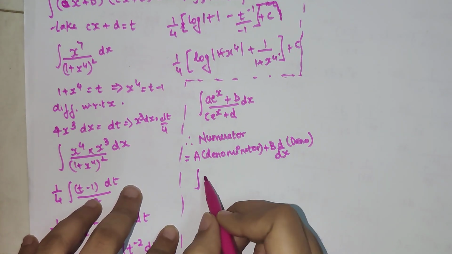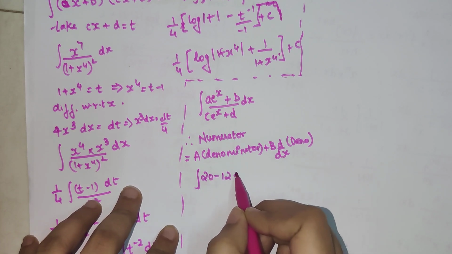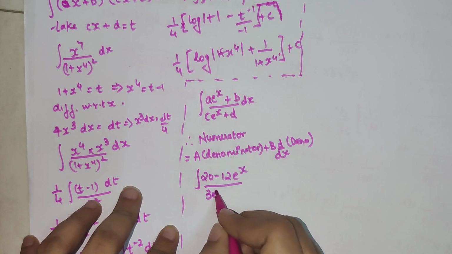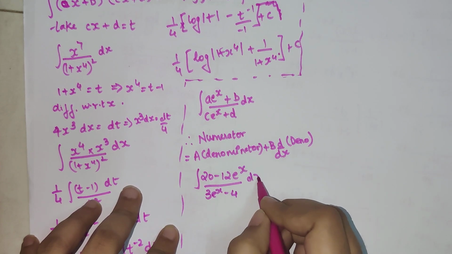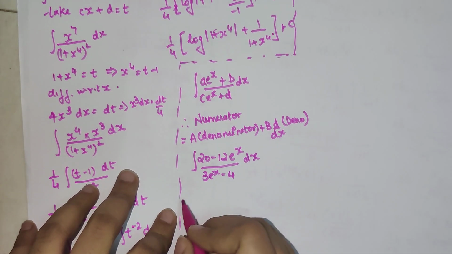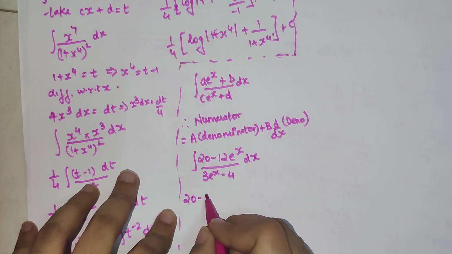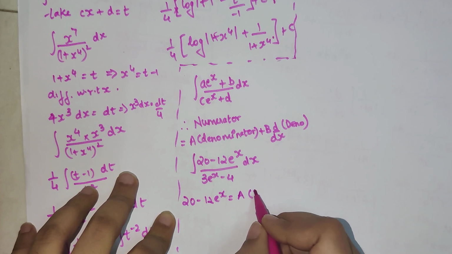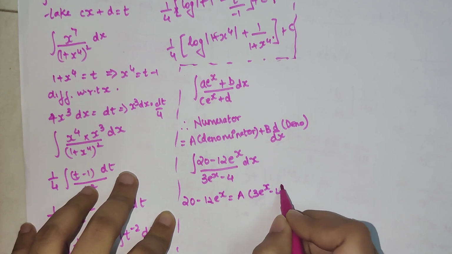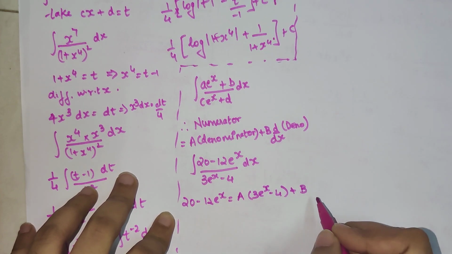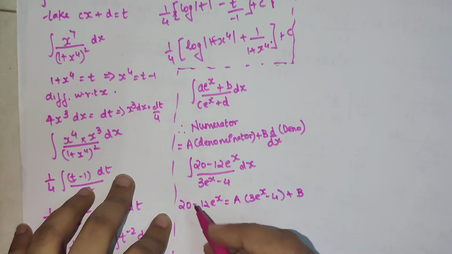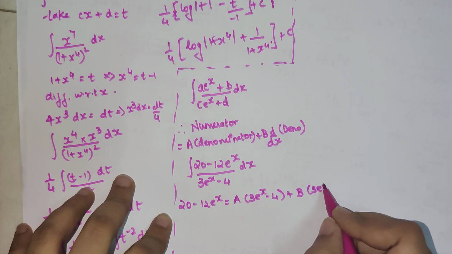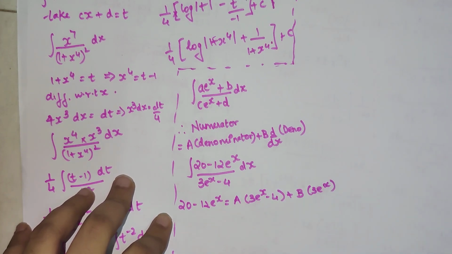So we have a question which is integral of 20 minus 12 e raised to x upon 3 e raised to x minus 4 dx. According to our understanding, we can say 20 minus 12 e raised to x can be written as a into 3 e raised to x minus 4 plus b, differentiating the denominator. So let's do it directly. 3 e raised to x will get you just 3 e raised to x, and minus 4 will become 0.